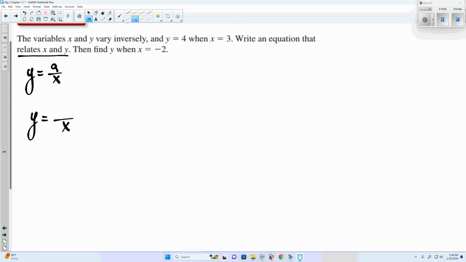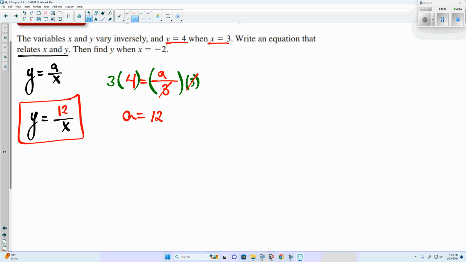Now they do tell us that y is 4 when x is 3, so we can plug it in. So it'd say 4 is equal to a over 3. So whatever the value of a is, when we divide it by 3, we get 4. So at this point, we can multiply both sides by 3, because here the 3 over 3 would cancel. 3 times 4 is 12. So the inverse variation equation would be y equals 12 over x.